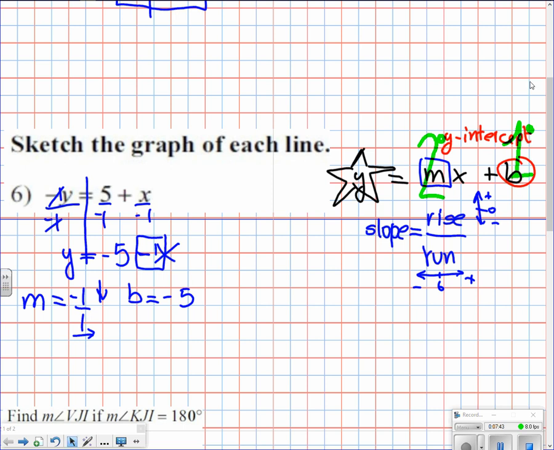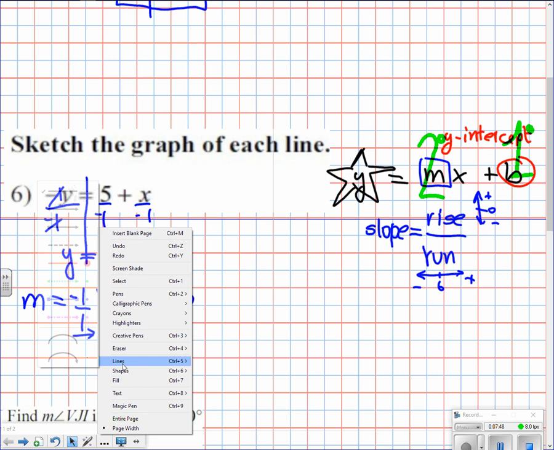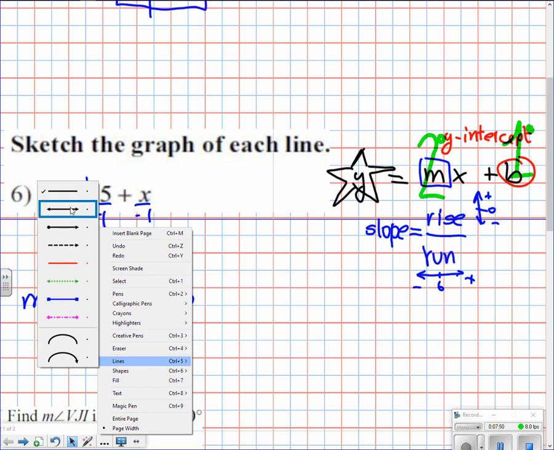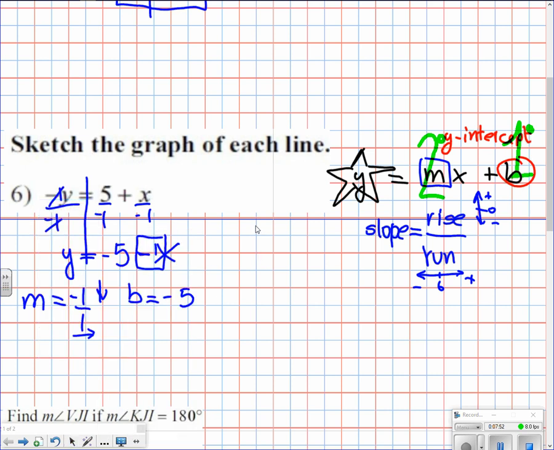Now, to do the graph, I'm going to put in my x and y axis. Here's my y. And here is my x-axis. So this is the x and this is the y. First, use the b value, the y-intercept. Y-intercept is -5. 1, 2, 3, 4, 5.